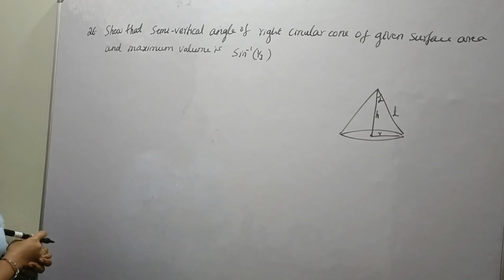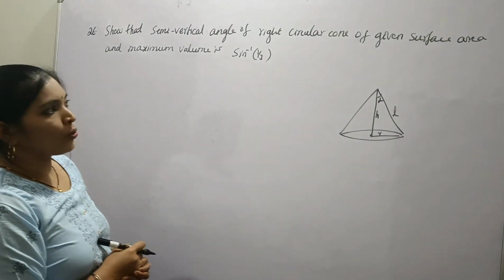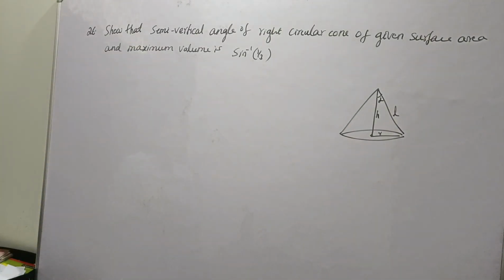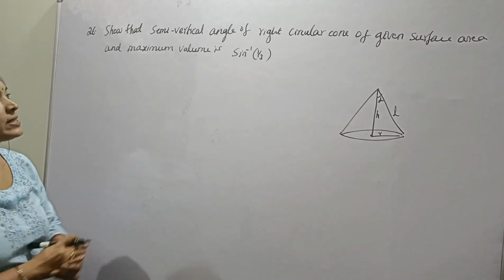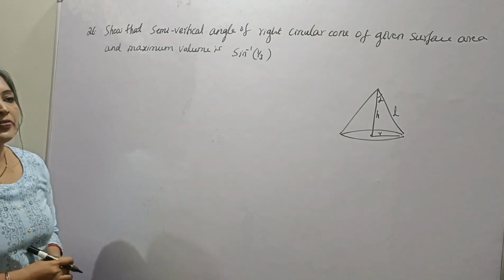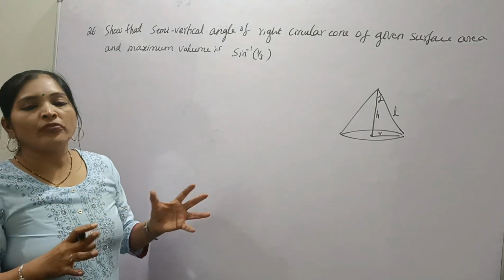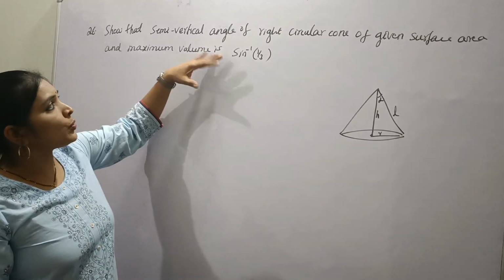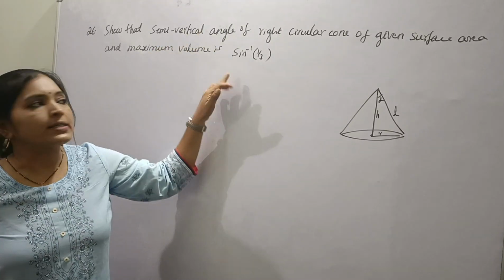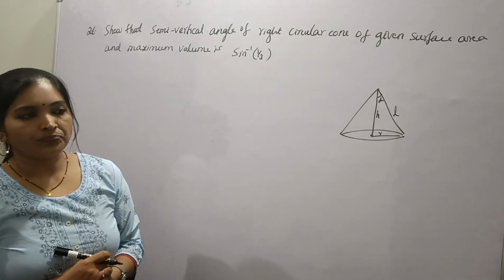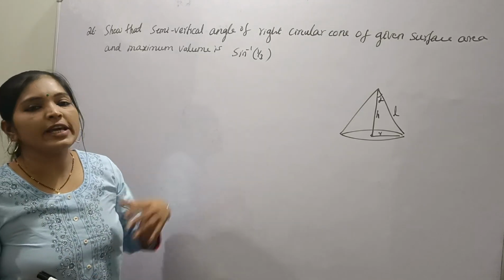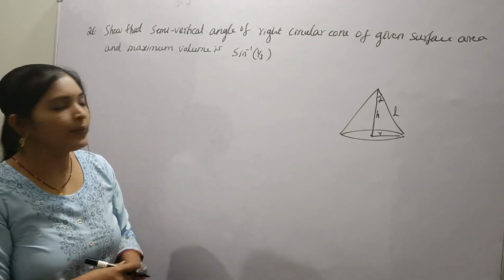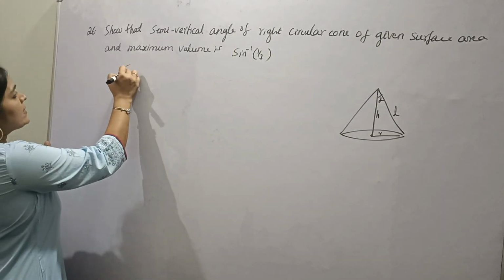Show that the semi-vertical angle of a right circular cone of given surface area and maximum volume is sine inverse 1 by 3. So here we have to prove that when the volume of the cone is maximum, the semi-vertical angle is equal to sine inverse 1 by 3. Here it is given that the surface area of the cone is constant. So for that, let's write the surface area.